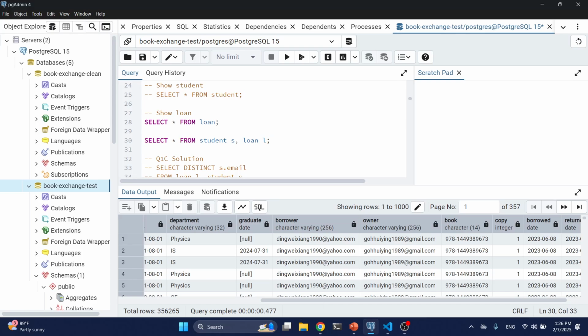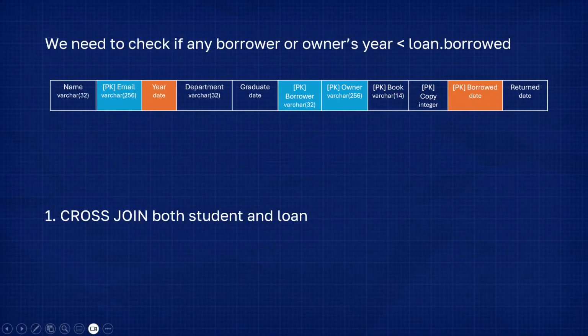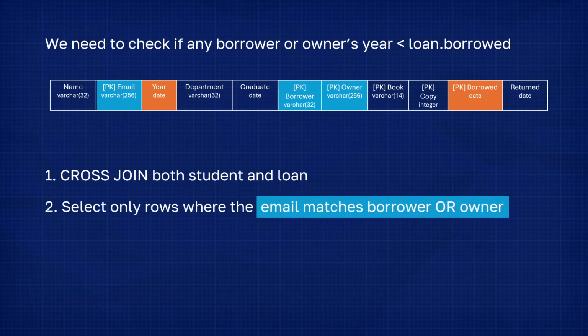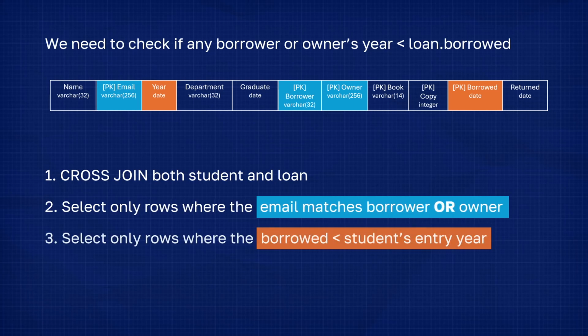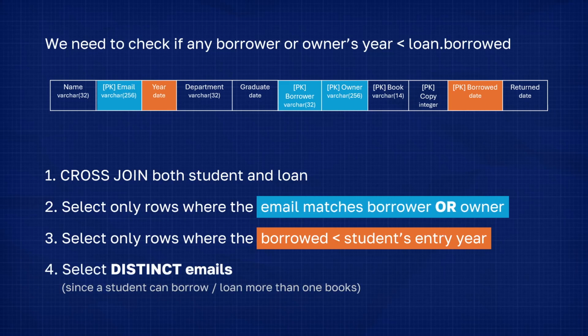So once I do the cross join, that is where I will have to start to filter out which rows are of interest. Okay, first one is I want to select only the rows where the email either matches the borrower or the owner. That way I can compare the year with the borrowed date already. Once I get whoever is the result, I realize that this student may borrow more than one book. In that case, the email may actually occur more than once. So that is where we will have to select distinct emails.